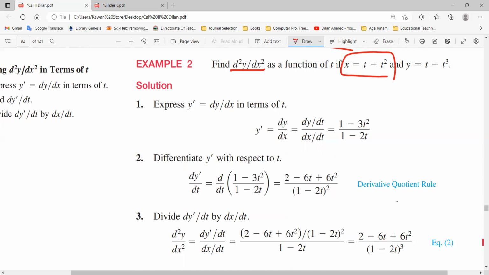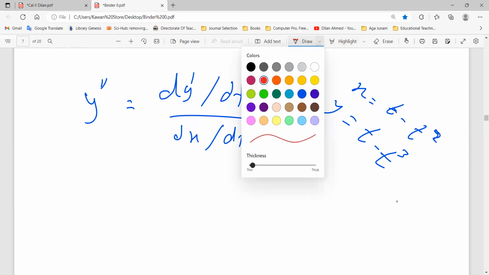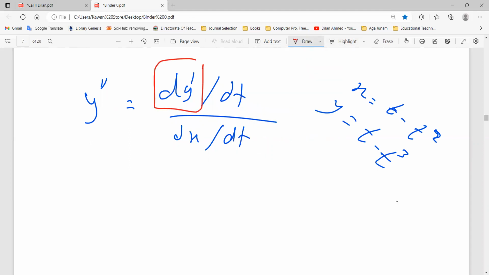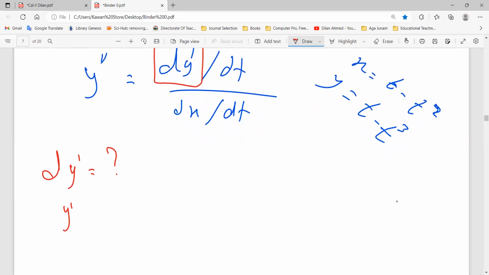My example is: x is equal to t minus t squared, and how about y? y equals t minus t cubed. Am I right? Good. So first of all, look at here. I'm going to find the red box. The red box is equal to what? We need y prime first, right? To differentiate it. So y prime is equal to what?